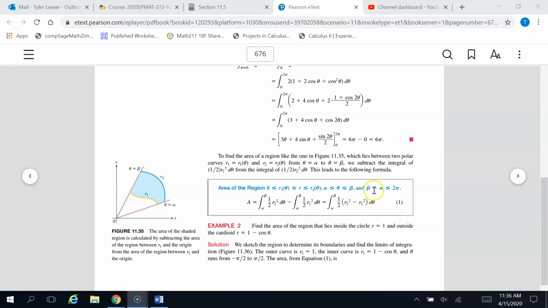And all you have to do for that is this equation here, where you're going to do the 1/2 and then the r2 squared, which is the outside function, minus the r1 squared, the inside function. Of course, all this is really doing is just finding the area of the outside function and then subtracting away the area of the inside function that you don't care about. So I just wanted to show you this formula because I think you do have a homework question about it.